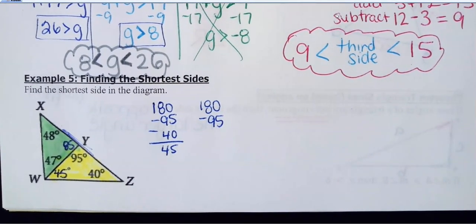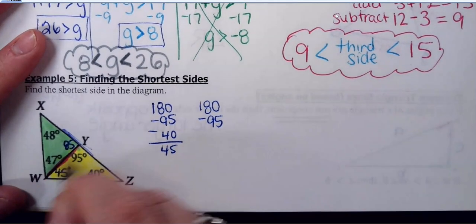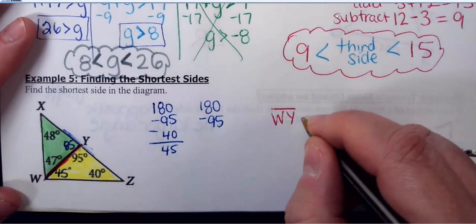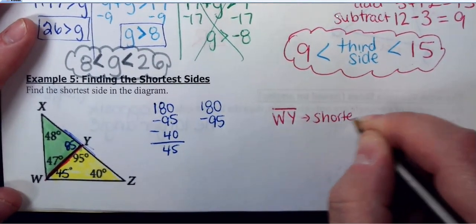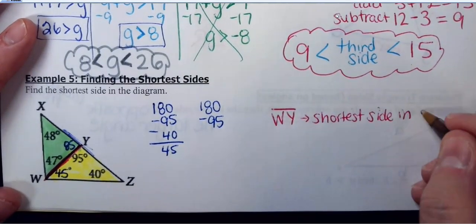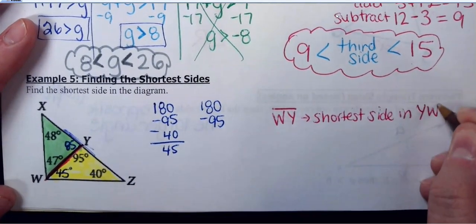Okay. So if I'm trying to find the shortest side in this diagram, first thing I would do is say, okay, where is the absolute smallest angle? Because the smallest angle, that shortest side should be across from the smallest angle. What angle in that diagram is the smallest angle? Z. Okay, so Z would indicate this side right here. That is the shortest side in that yellow triangle, which would be YWZ.